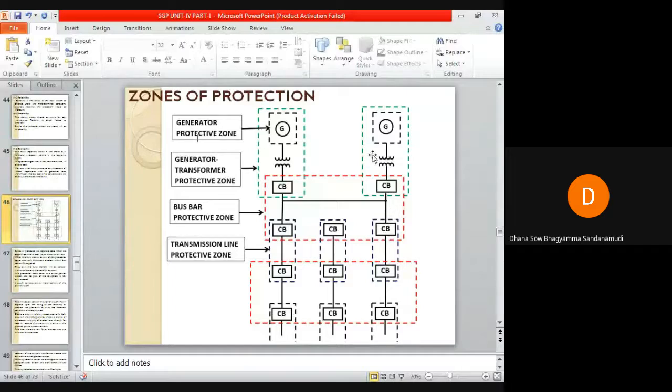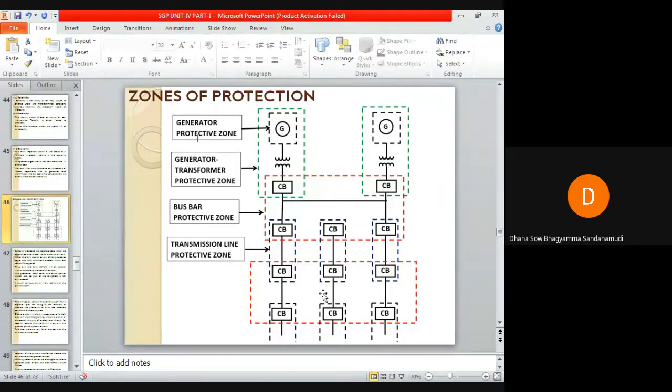So the equipment in the other zones will perform their own normal operation. There will not be any disturbance in their operation. The protection zones cover the entire power system, and no part of any equipment in the power system is left unprotected. So protection zones will cover each and every equipment in the power system.